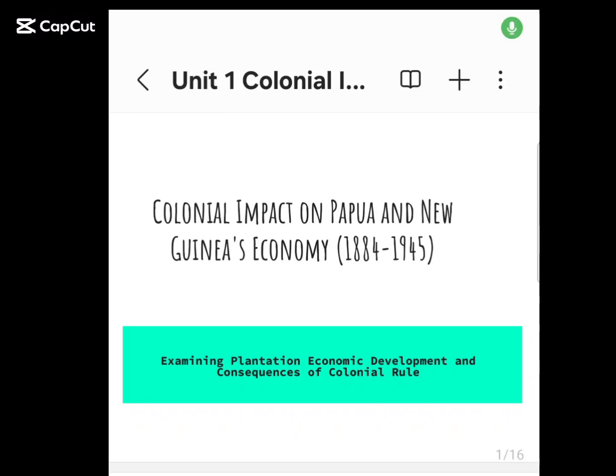Begins with understanding and talking about the colonial impact on Papua New Guinea's economy from 1884 to 1945. From that period alone, we are going to examine the plantation economic development and the consequences of colonial rule. Why is this important?